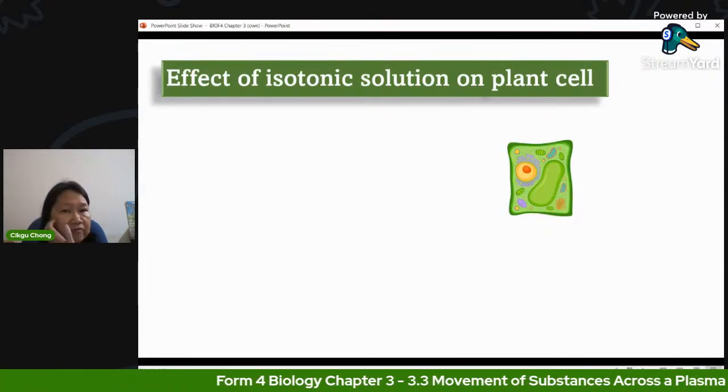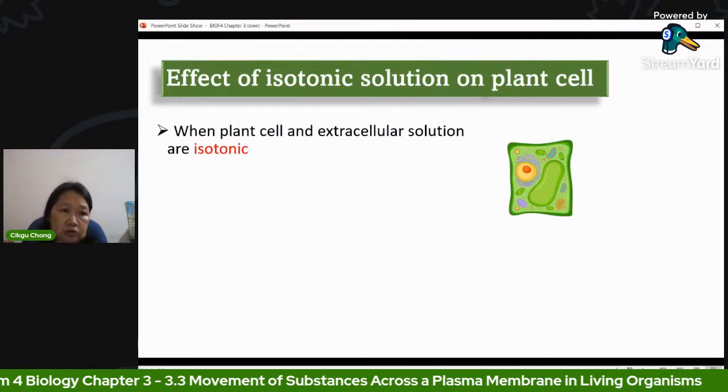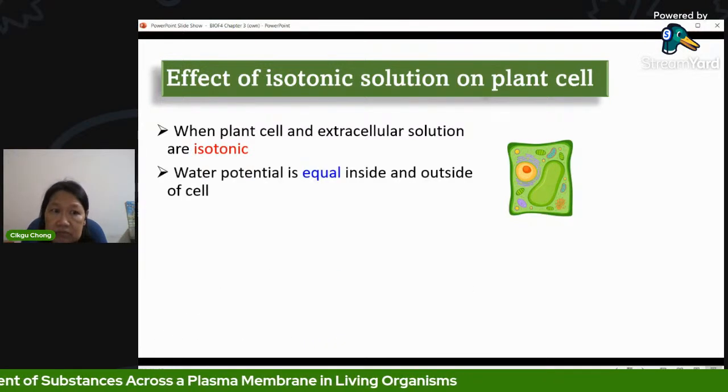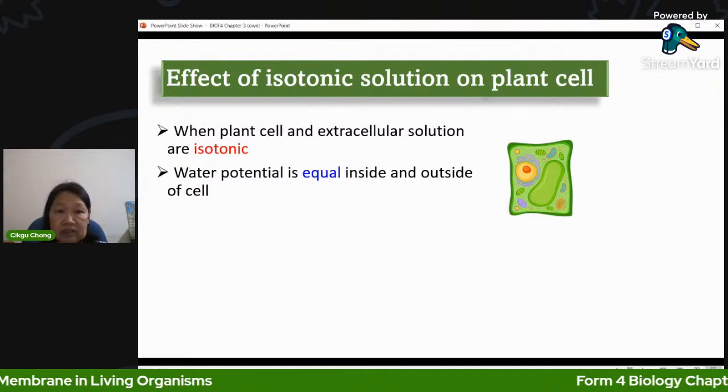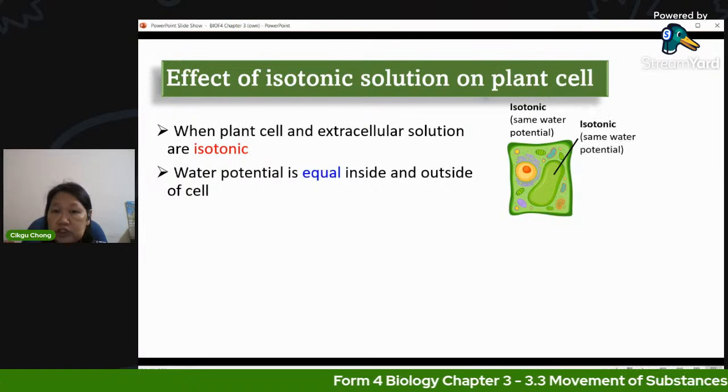This is just as simple as what we did earlier. When you put the cell in an isotonic solution, the solution outside and inside the cell are the same concentration. The water potential is equal inside and outside. Both sides have the same amount of water, right? So you consider them isotonic to each other.